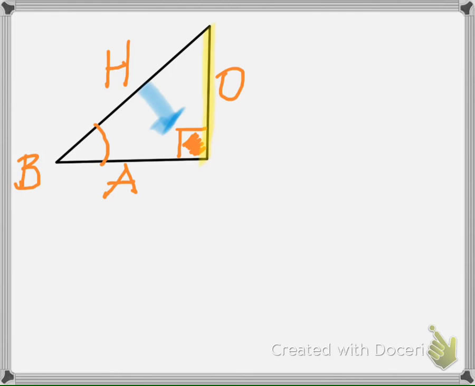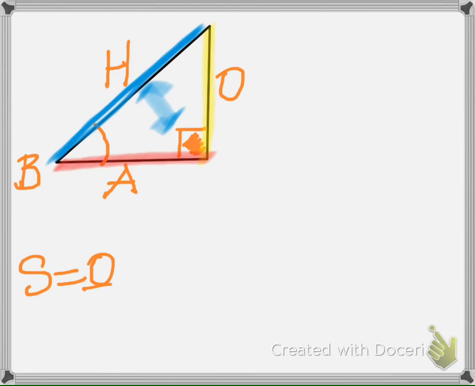Okay, so there are very interesting ratios. We're going to be color coding. We're going to color code the opposite side yellow, the hypotenuse blue, and the adjacent side red.